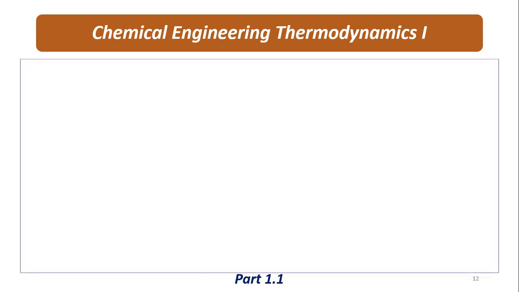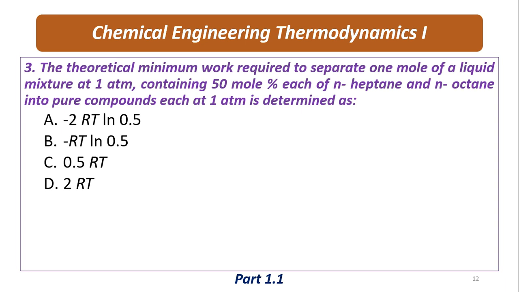The third question says: the theoretical minimum work required to separate 1 mole of a liquid mixture at 1 atmosphere, containing 50 mole percent each of n-heptane and n-octane, into pure compounds, each at 1 atmosphere, is determined as. So this question says the pressure of the system is given as 1 atmosphere, and the concentration for both n-heptane and n-octane is 50%.